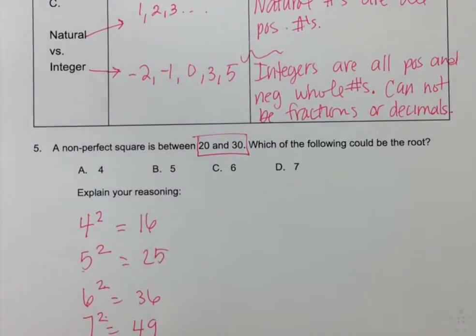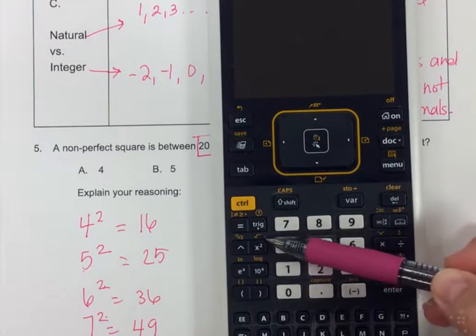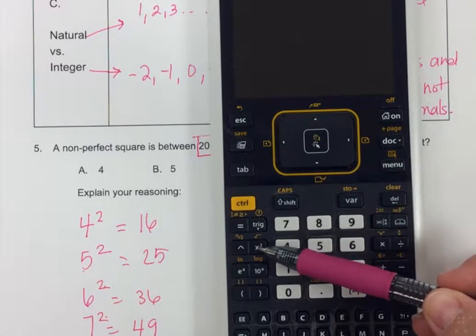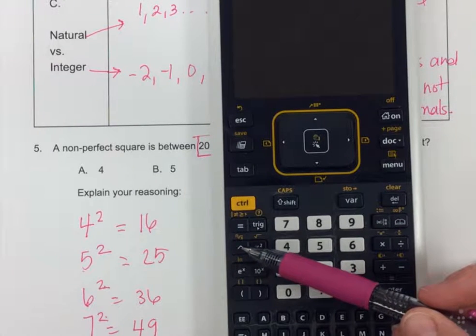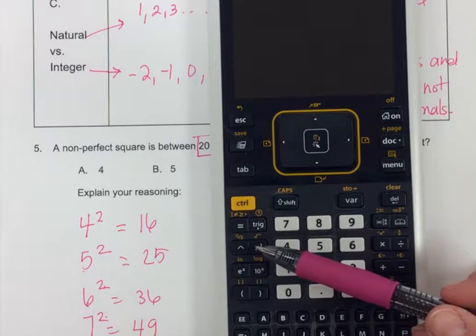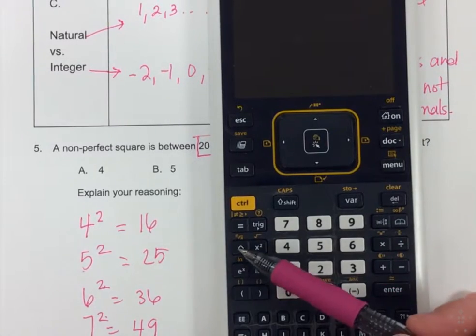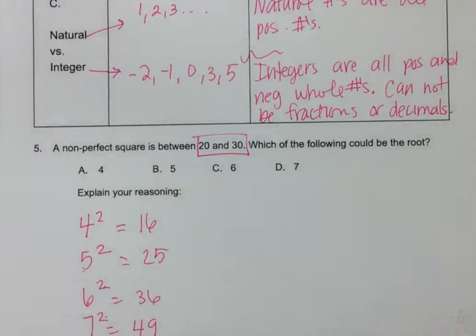Now if you forget how to do that in your calculator, this is your square root. Do not push control first. Don't do that. Just hit this one and it will give you your answer. If you want a different power, like let's say 5 to the power of 3, you would first push 5, then to the power of 3. And that will give you that different exponent.